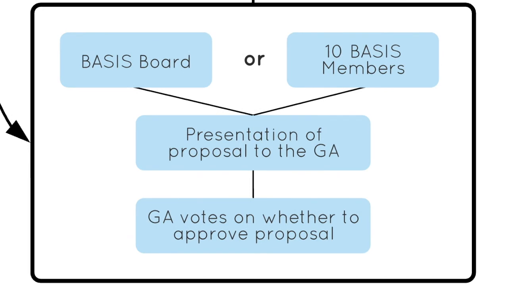Changes to the election system can be done if a change to the BASIS policy manual is made. Changes to the policy manual must be proposed by either the BASIS board or 10 BASIS members. Then the change must be voted through a GA.